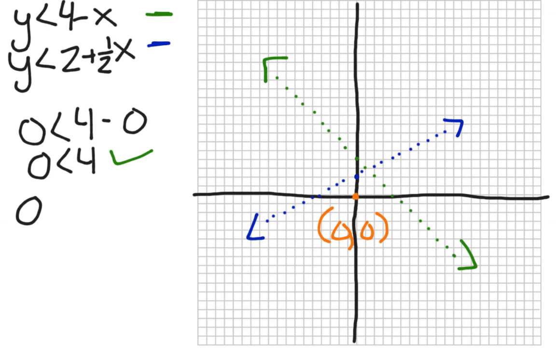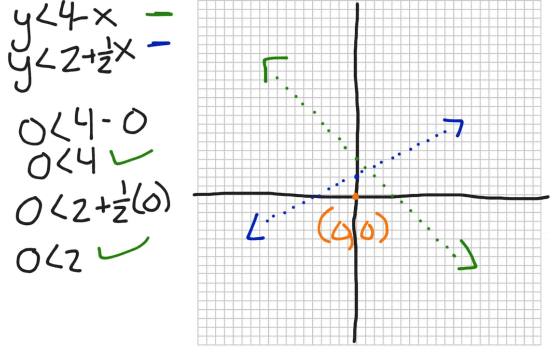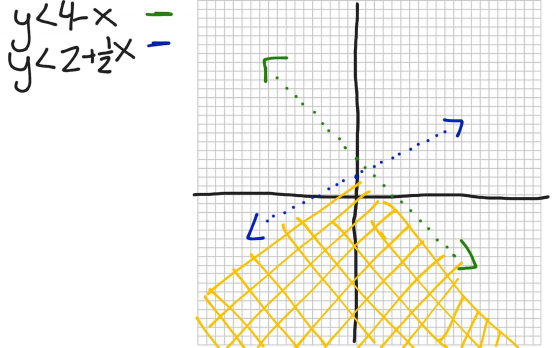So I get 0 less than 2 plus 1/2 times 0. Well, 1/2 times 0 is 0, plus 2 is 2. 0 less than 2. I chose the right region on the first try. Both my inequalities are satisfied with points from this region. So now I'm going to shade the region. Any point that I choose in this region is a solution to my system of inequalities.